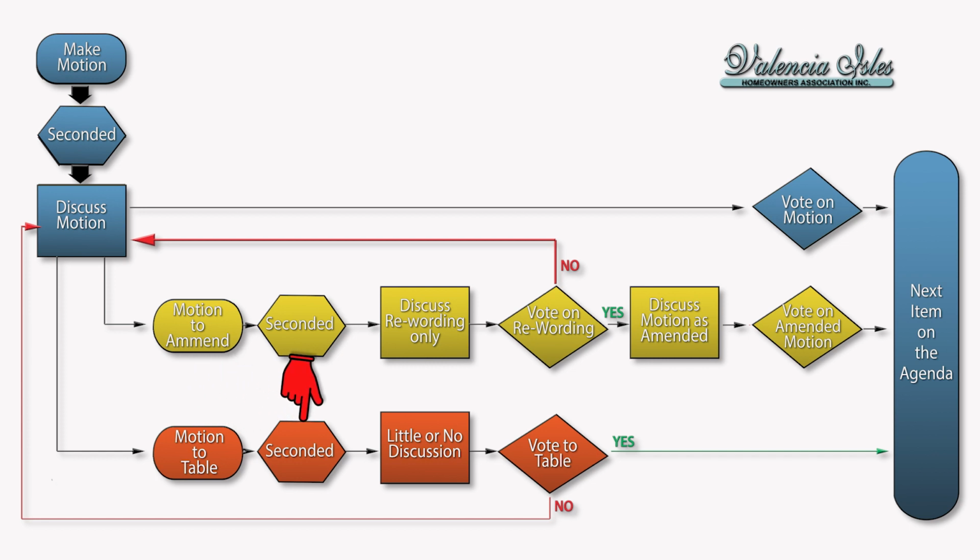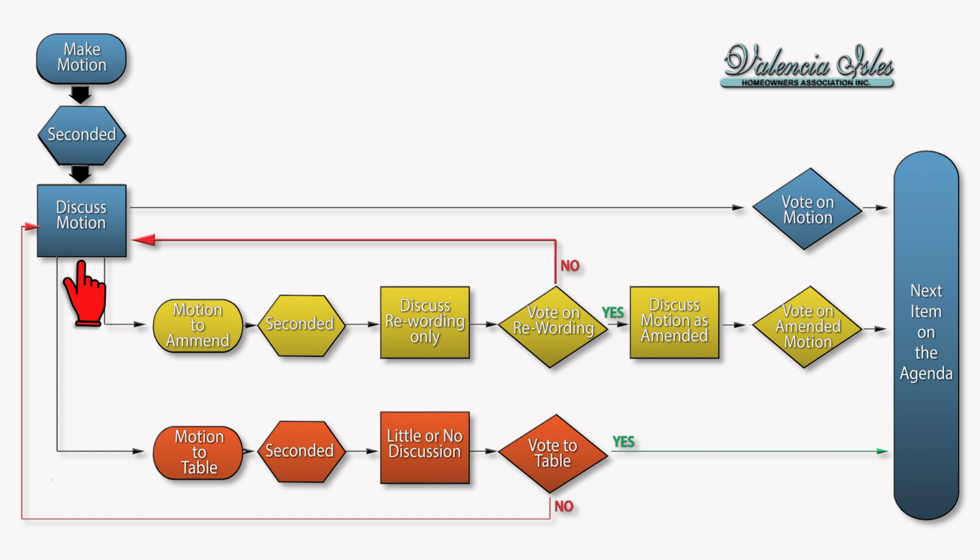A motion to table also requires a second and should be voted on immediately. There is really no need for any discussion. If the motion to table passes, you move on to the next agenda item. If it fails, you go back to the discussion phase.